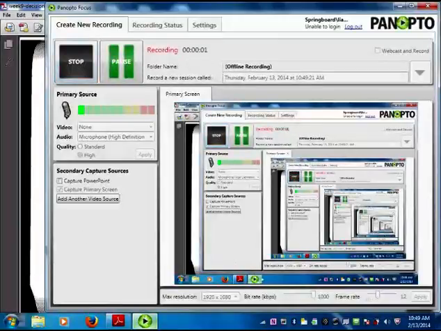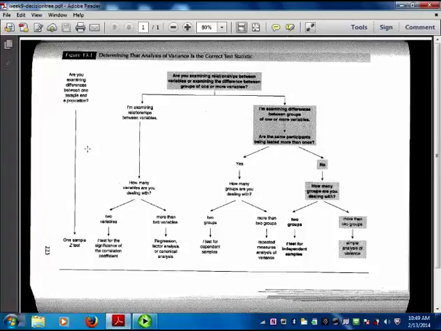I posted a handout describing a decision tree for selecting a statistical analysis method. I'm going to walk you through how you would use this decision tree to select the appropriate analysis method to conduct a statistical analysis.